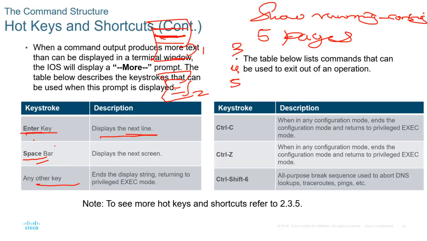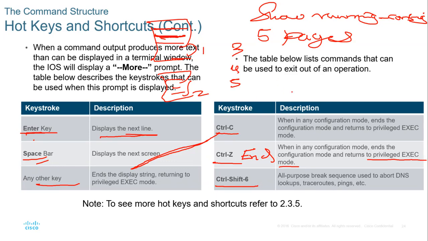Anyway, these are just single buttons on the keyboard. But we also have what you call the combinations. Control C is the same as any other key. It immediately stops whatever you want to display. Control Z is the shortcut for end. It skips all other modes and takes you back to privileged access mode. Then we have Control Shift 6.